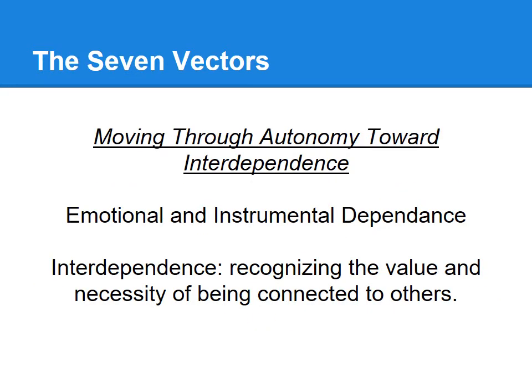All right, moving through autonomy toward interdependence. In this vector, students move away from a reliance on others for reassurance, affection, and approval, as well as a reliance on others to solve problems, and toward making one's own way in the world. The interdependence bit kicks in when students realize the value and necessity of being connected to others.